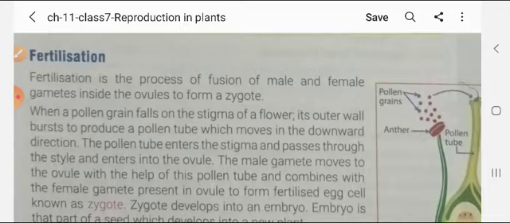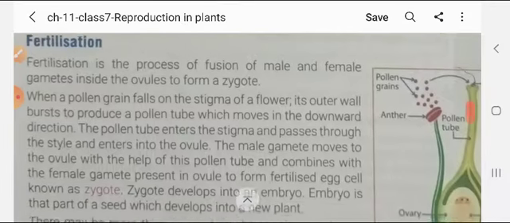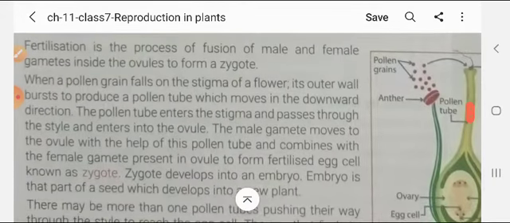As soon as the pollen grain enters inside the ovule, we can say fertilization has taken place. The pollen tube enters the stigma, passes through the style and enters the ovule. The male gametes move to the ovule with the help of the pollen tube. So the male gametes that fall on the stigma move toward the ovule through a tube known as the pollen tube and combine with the female gamete present in the ovule. In this way the egg gets fertilized and the formation of the zygote starts.